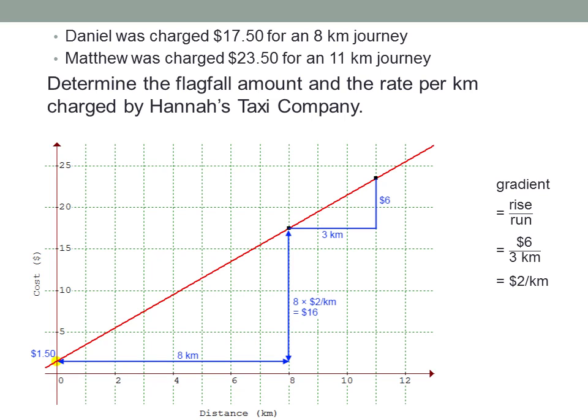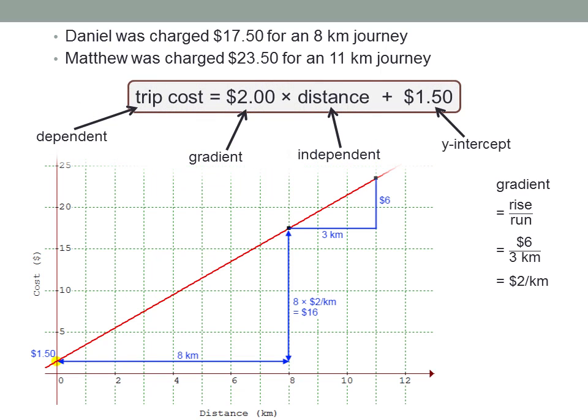Can you write an equation that gives the trip cost for Hannah's taxi company based on the distance travelled? The dependent variable is equal to the gradient times the independent variable plus the y-intercept. The trip cost equals $2 times the distance plus $1.50.